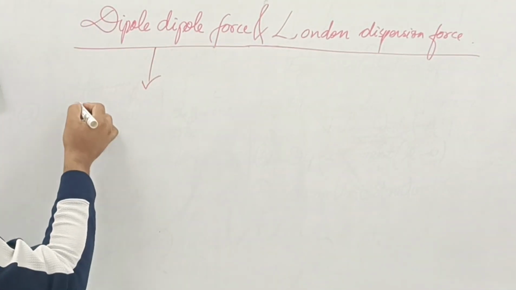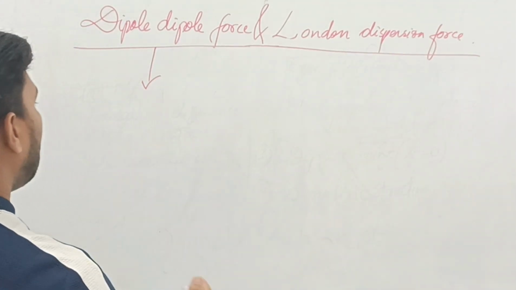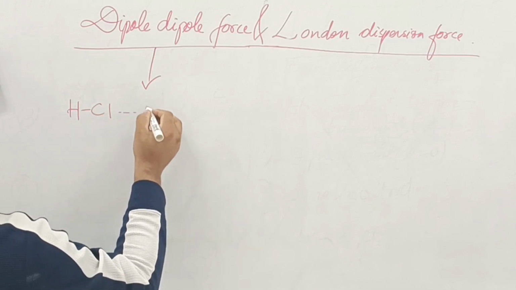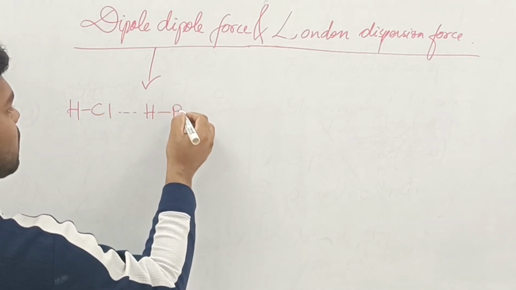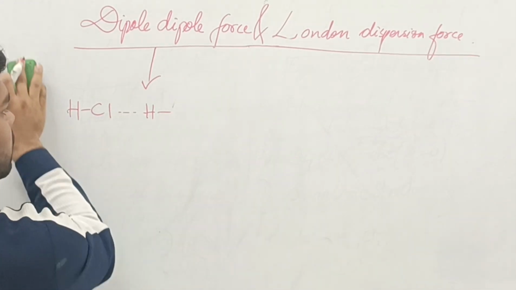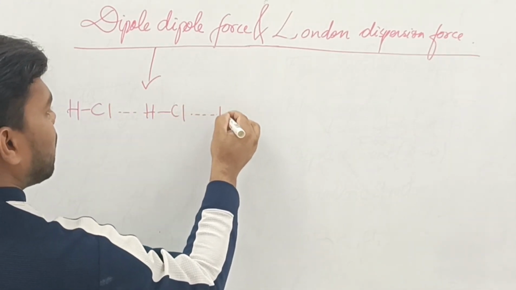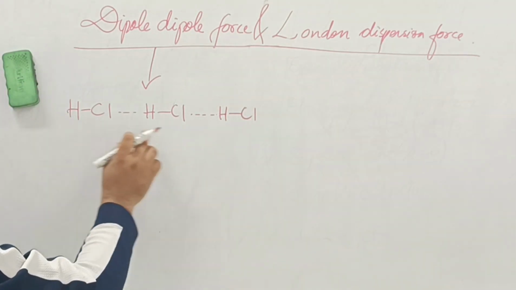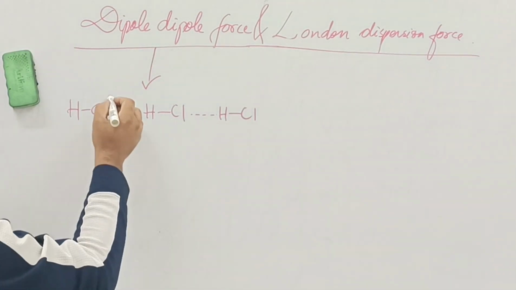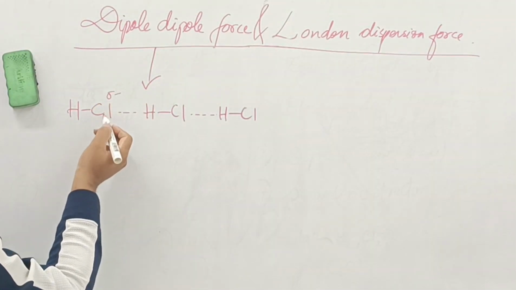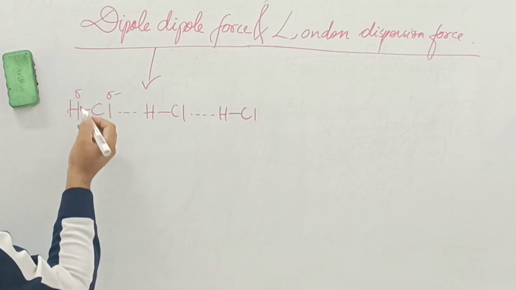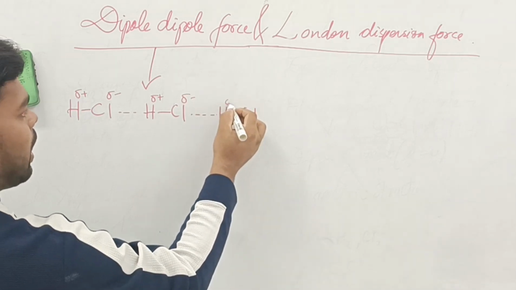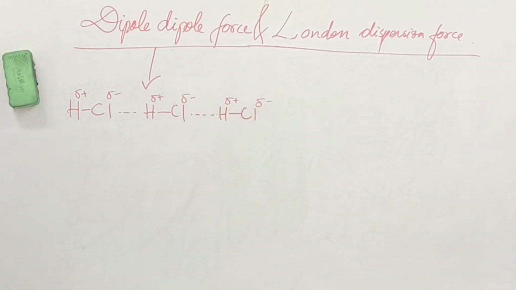If I write here, there are many molecules of hydrogen chloride, connected with another hydrogen chloride, and here connected with another hydrogen chloride. So here we have three different molecules of hydrogen chloride. Chlorine is slightly negative because it is a more electronegative element, and hydrogen is slightly positive. Again, hydrogen slightly positive and chlorine slightly negative.